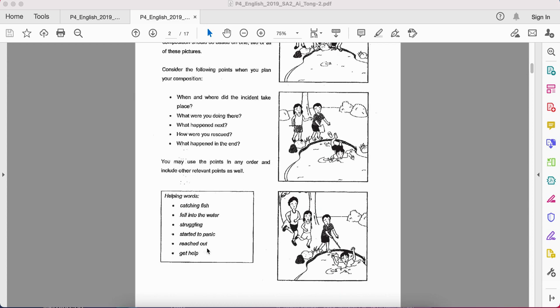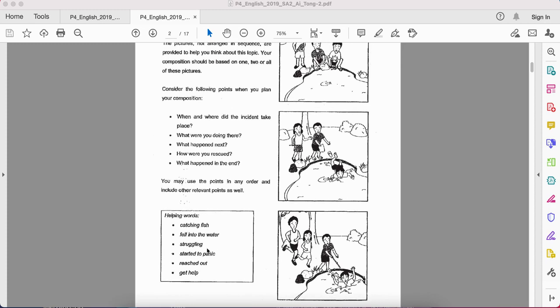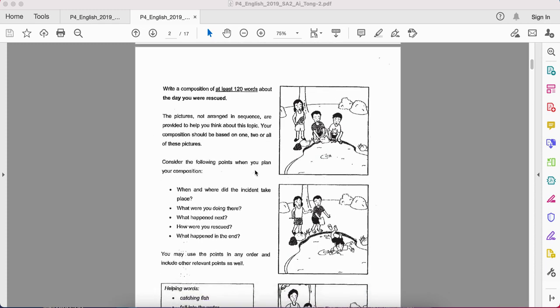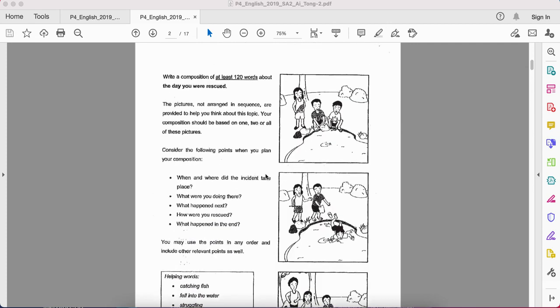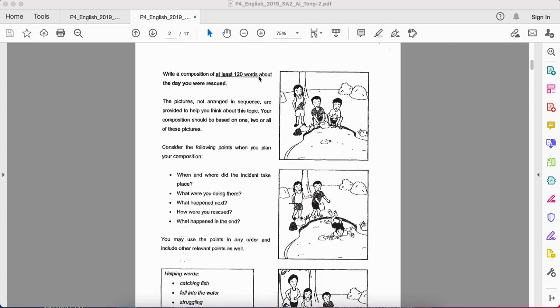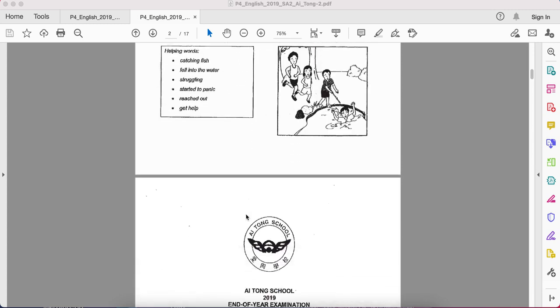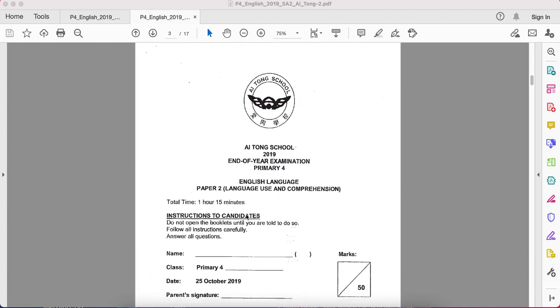All right, this is just a very basic example of how you could try to structure the story to write your composition. Okay, so remember that you are the one being rescued. Again, 120 words. This is the flow of what actually took place based on the pictures here, and some helping words here to help you write the composition. Okay, now moving on to the next one.